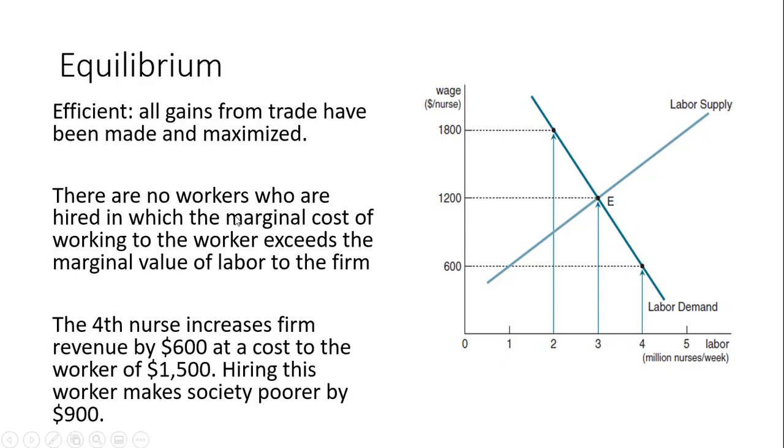In equilibrium, there are no workers who are hired in which the marginal cost of working to the worker exceeds the marginal value of labor to the firm. So, for example, this fourth worker will not be hired in a competitive labor market.